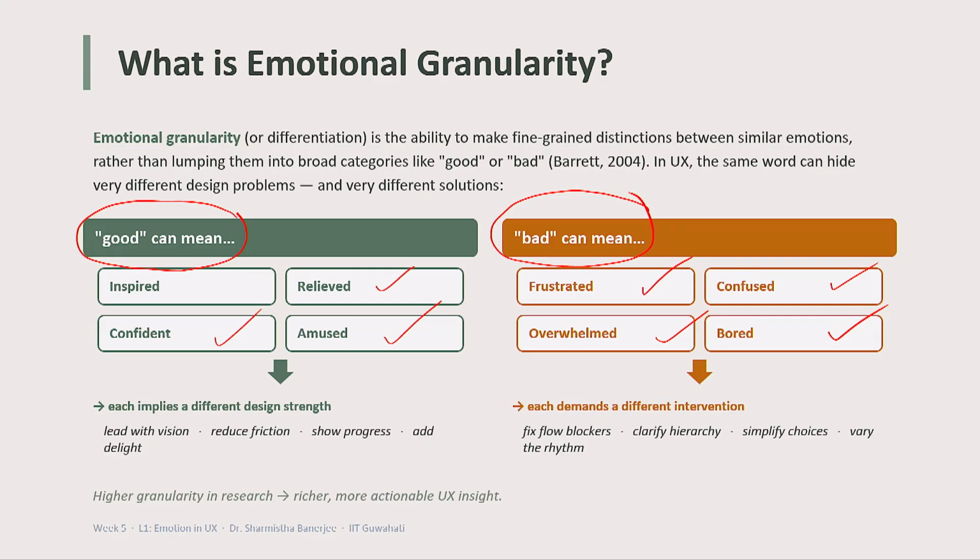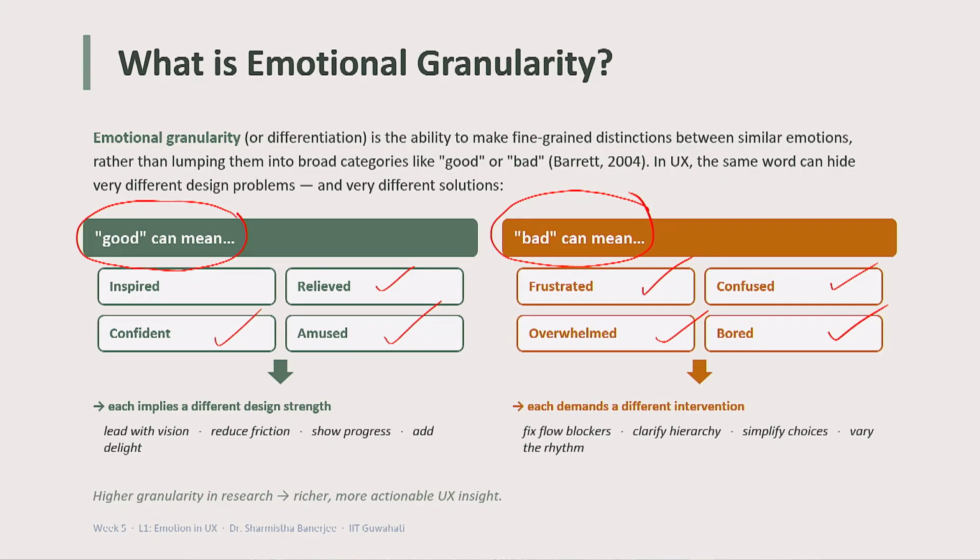So what the users need to give us, the designers, the design researchers, is this emotional granularity, so that I can design for positive emotions. But I know, okay, the positive emotion that I want to create over here is inspired and amused, and not something else like happiness and so on. So this emotional granularity helps us in creating this differentiation. It is the ability to make fine-grained distinctions between similar emotions rather than lumping them into broad categories like good or bad. So in UX research, the same word can hide very different design problems and very different solutions.